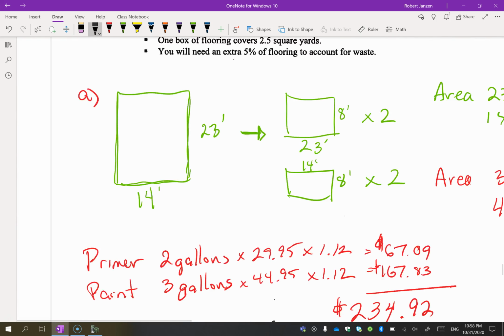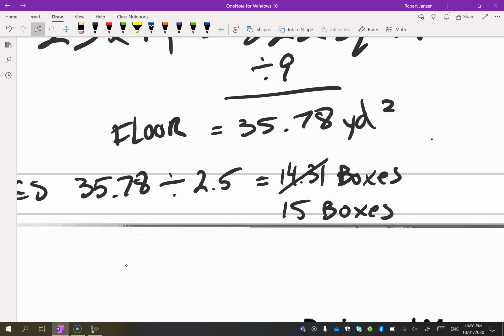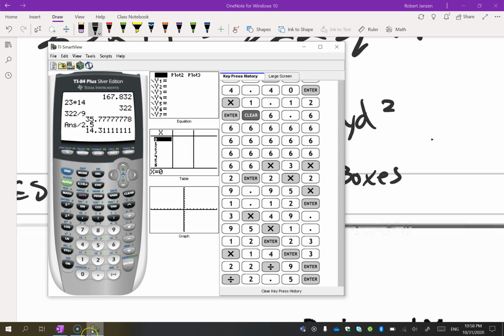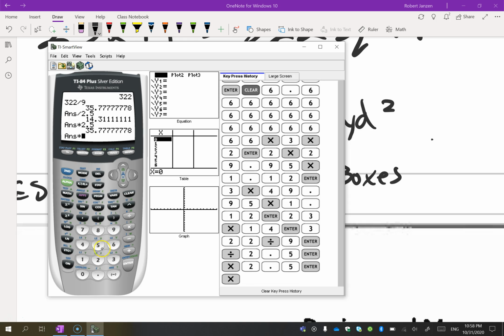Okay. Oh, it says we need an extra 5% to account for waste. So let's go back here, and before I decide that it's 15 boxes, I better double check that, because I'm going to need more than 14.31. I need to include 5%. So let's multiply by 1.05. So this is kind of like an extra 5%.